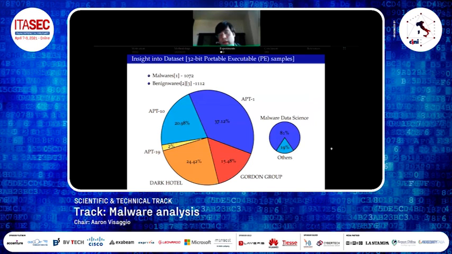Now going into the data set, we basically have 32-bit portable executable samples, almost 2,200 of them, and we have samples from various APT groups and also from targeted cyber attacks like Dark Hotel and Gorgon Group. As far as the benign samples are concerned, we took 81% of them from a well-known book called Malware Data Science, and 19% were taken from some other sources.